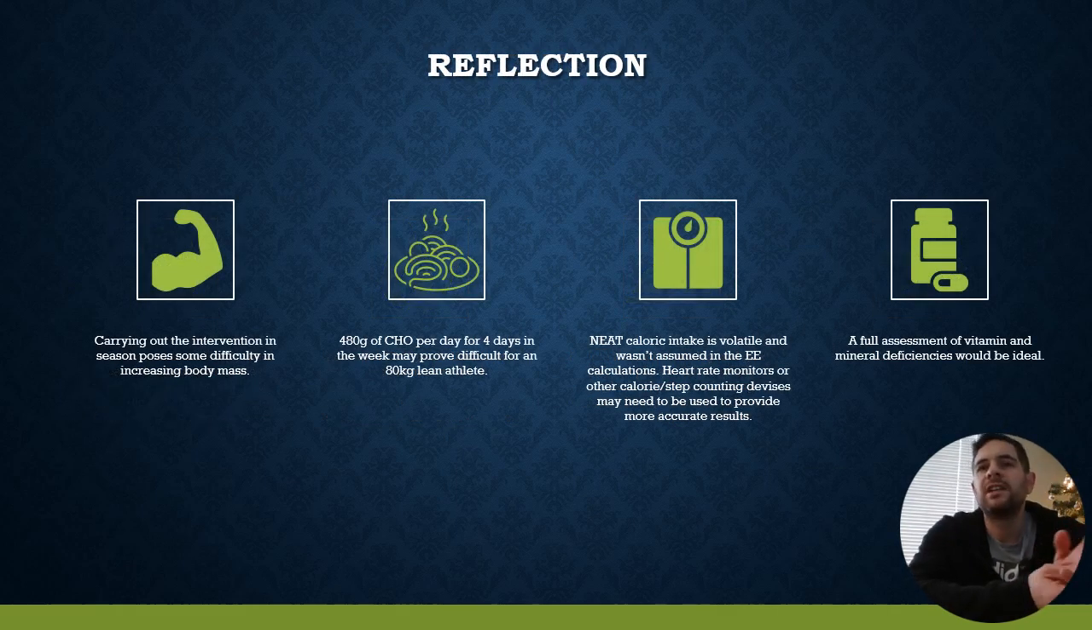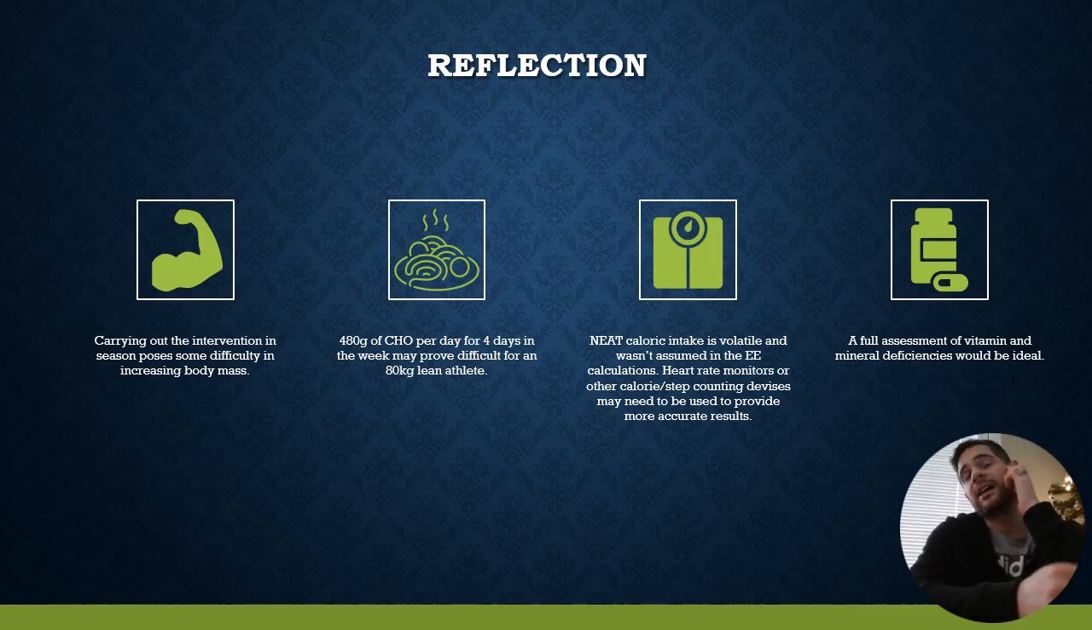So just on reflection, it would seem that carrying out this intervention mid-season would be very difficult, as the athlete would be expending a lot of energy and their main nutrition targets would be to fuel and recover for games week on week. So carrying out the intervention off season to gain mass may be easier, where there is more opportunity to increase resistance training load and less energy loss from pitch sessions and games.